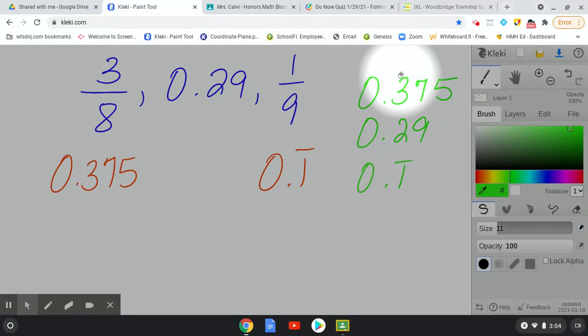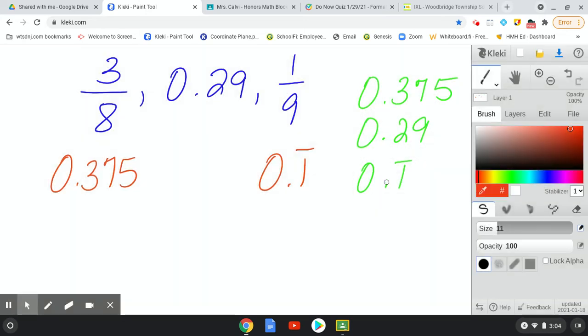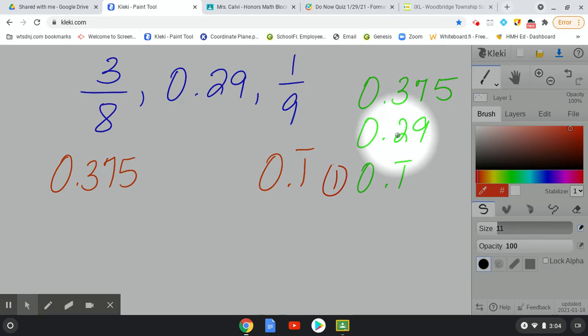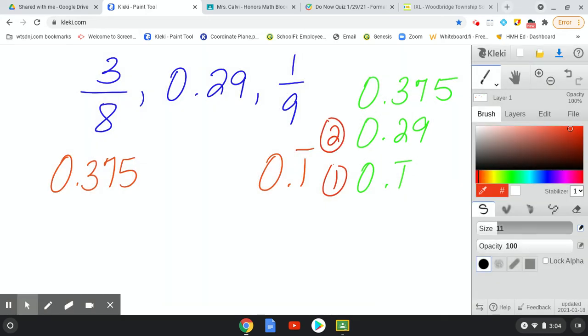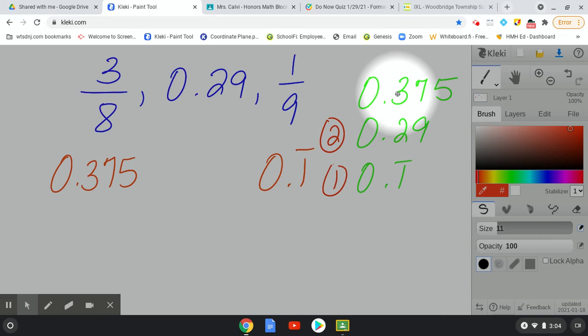So looking at the decimal form, least to greatest, I'm looking at my whole number first. I can't tell, they're all zeros. Tenths, 3/10, 2/10, 1/10. Well, this one is the smallest, so this would be the least number. Then 2 would be next, and then the 3 would be last.